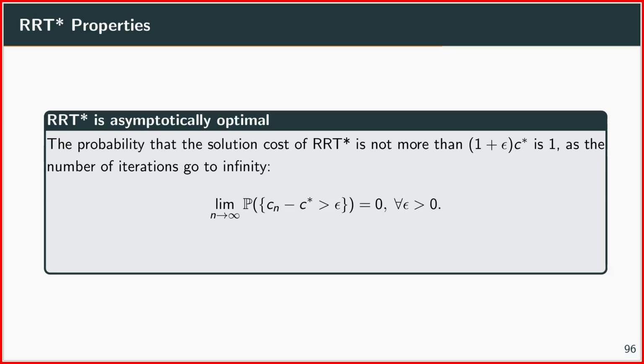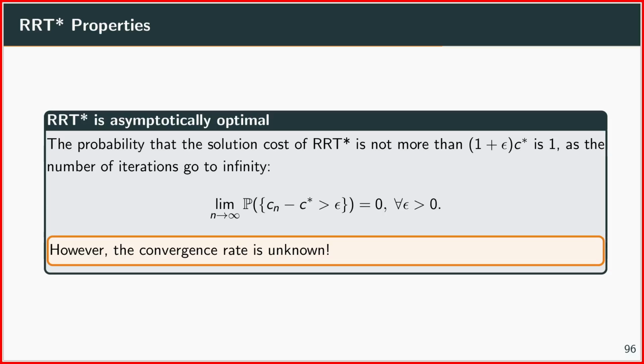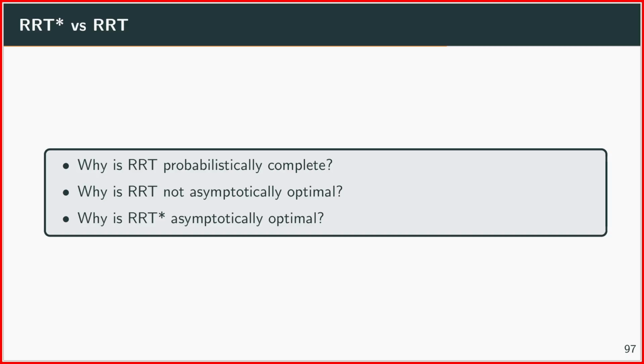And so this is a very powerful property of this algorithm. However, there is no mention of convergence rate, and the convergence rate is actually unknown, so we don't know how fast this will converge. Which is, of course, not so good, but at least we can prove that we will converge to the optimal solution.